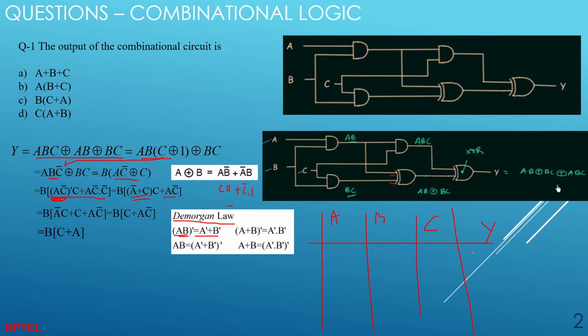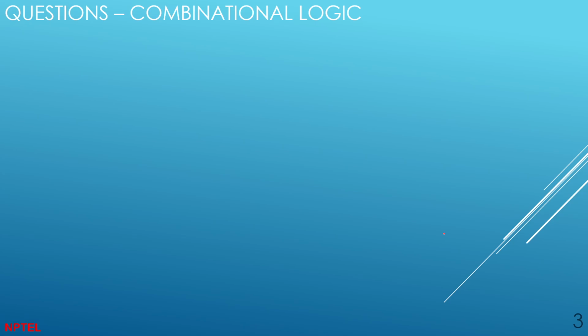So this truth table idea works only when you have some A and B values and some Y value is given. You need to reach some, suppose one value of Y and A, B, C is given, then you can use this kind of formula. Then coming to the next question.